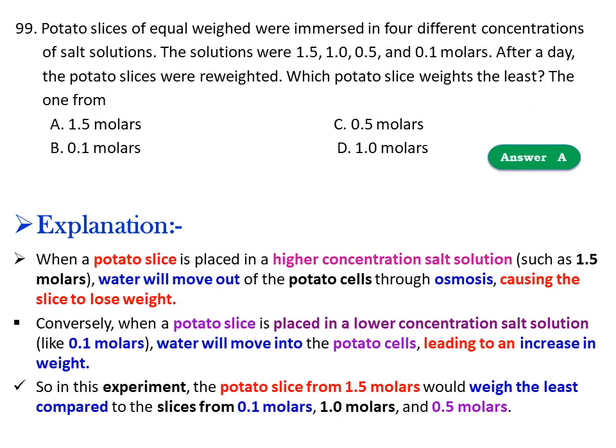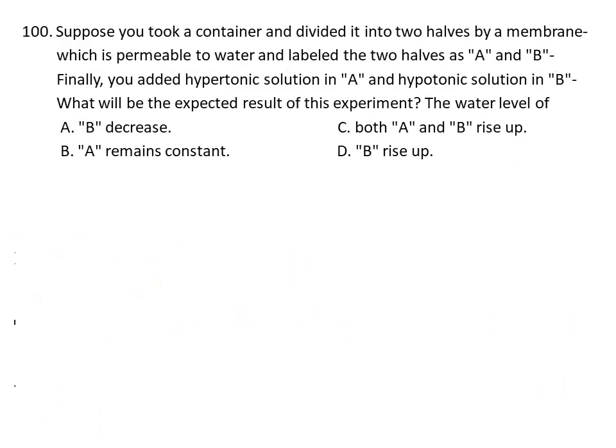When potato slices are placed in a higher concentration of salt solution, such as 1.5 molar, water will move out of the potato cells through osmosis, causing the slices to lose weight. Conversely, potato slices in a lower concentration of salt solution, such as 0.1 molar, will have water move into the potato cells, leading to increased weight. So the answer should be that the potato slice in 1.5 molar weighs the least.